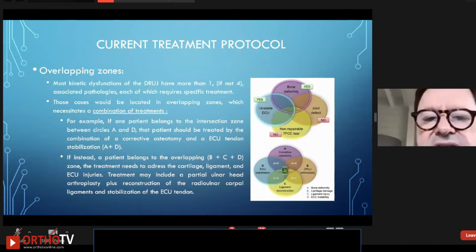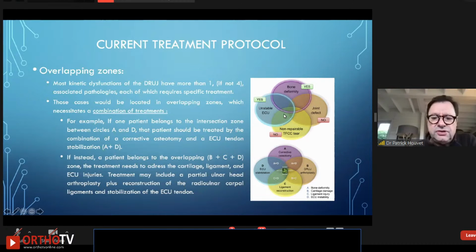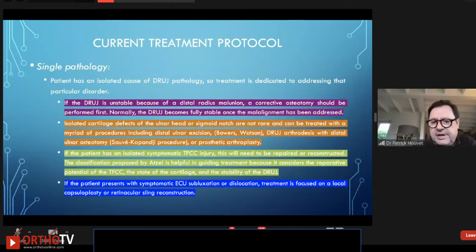Those cases will be located in overlapping zones, which necessitates a combination of treatments. For example, if one patient belongs to the intersection between A and D, that patient should be treated by the combination of a corrective osteotomy and an ECU tendon stabilization. If instead a patient belongs to an overlapping B, C, D, for example, the treatments need to address the cartilage, the ligament, and the ECU injuries. Treatments may include a partial ulnar head arthroplasty plus a reconstruction of the radioulnocarpal ligaments, and then a stabilization of the ECU tendon. In case of a single pathology, the patient has an isolated cause of pathology, so treatment is dedicated to addressing that particular disorder.